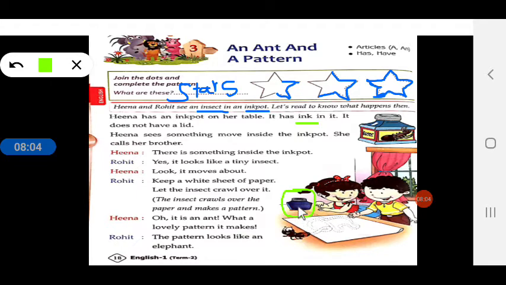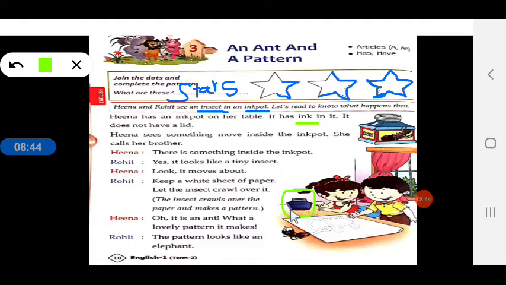So what does it have? It has ink. Ink means, do you know? I-N-K. Ink means a colored fluid or paste used for writing or drawing or painting or duplicating. If your father used to write with a pen, correct? What is in that pen refill? There will be ink, correct? So that ink is contained in that ink pot. Have you understood?